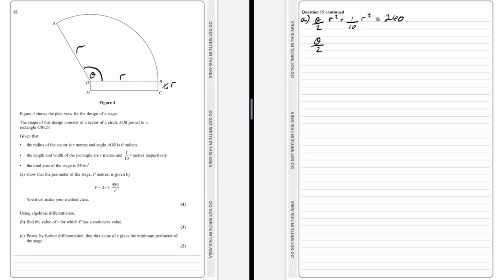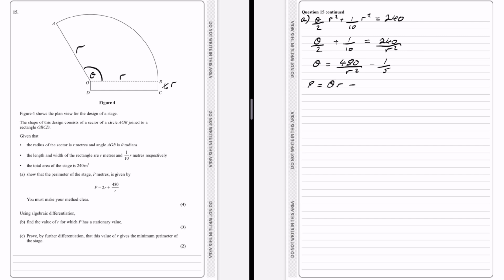Then I'm going to make theta the subject of this equation. So divide everything by r squared. You can factorize the r squared out first and then divide it if you wanted to. So theta over 2 plus 1/10 is 240 over r squared. So theta will be equal to, I'm going to bring the 10th onto the right, subtract a 10th from both sides, and then times everything by 2. So 240 goes to 480, and 1/10 goes to 1/5.